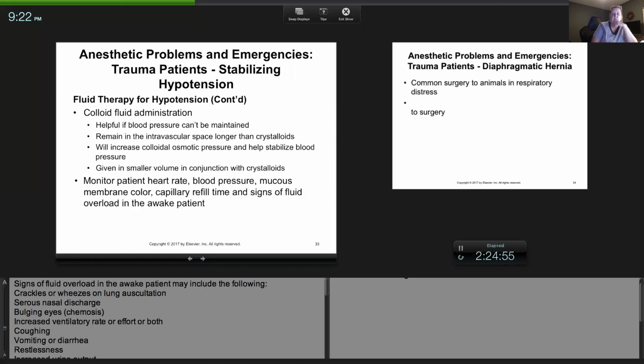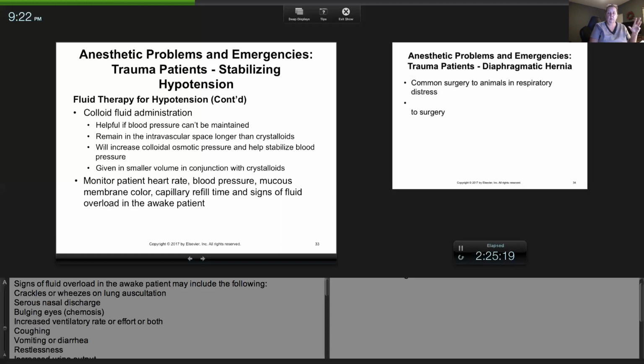So it's always given in a smaller amount. I've never squeezed a giant bag of hetastarch. You usually calculate an amount and you give that amount. Your fluids, your LRS, is usually going higher than your colloid. So you're going to watch their heart rate and blood pressure because you don't want to make it go too high.